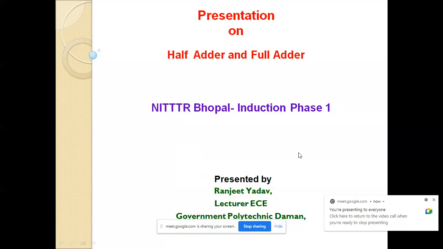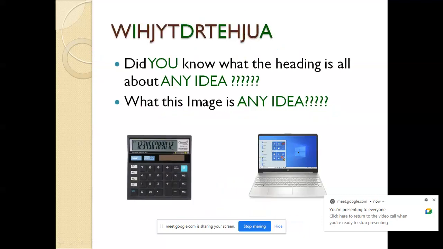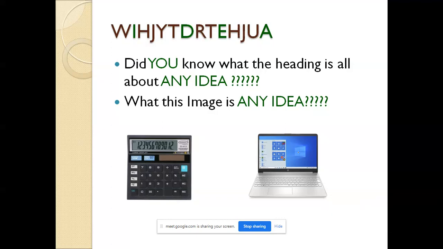Okay, sir. Today I'm going to present on half adder and full adder, and myself is Ranjit Yadav. I'm the lecturer EC in Government Polytechnic, Daman. Can you see the heading which I have written? Any idea what I have written there? Did you get any idea? Very good, sir. This is what I want in my class. Once we start, we should get some idea what we are going to study.